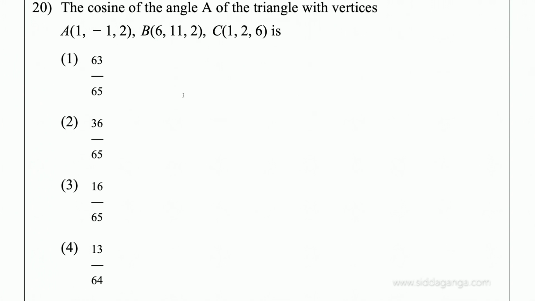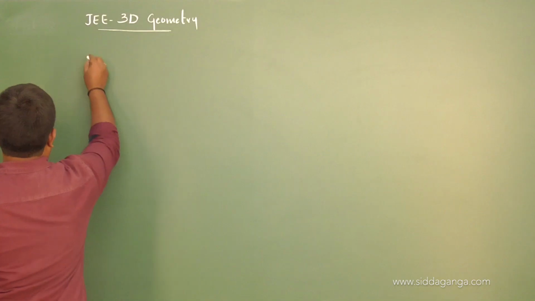The 20th question is like this. The cosine of the angle A of the triangle with vertices. Here we have three vertices of a triangle: A with the coordinates 1, -1, 2, B with the coordinates 6, 11, 2, and C with the coordinates 1, 2, 6. Then what is the cosine of the angle A?